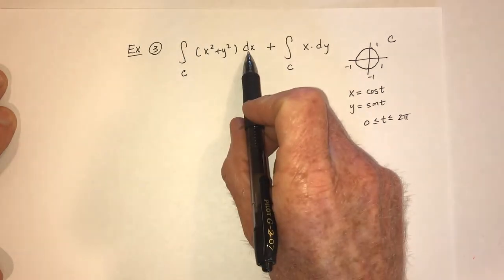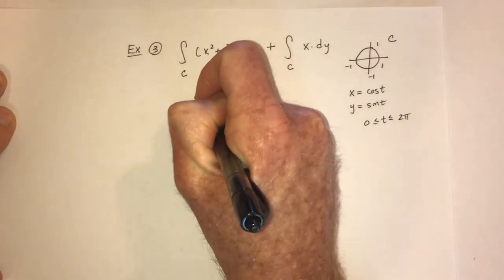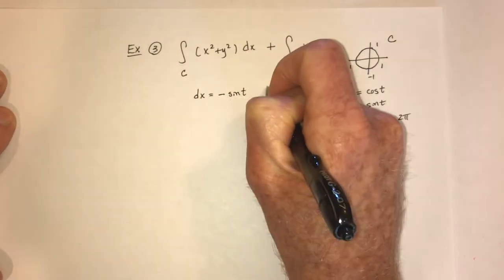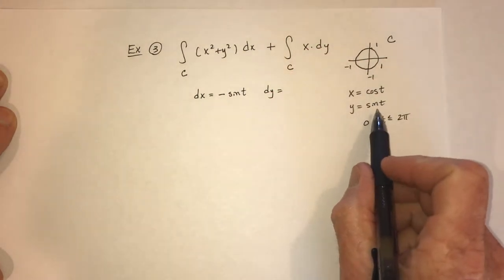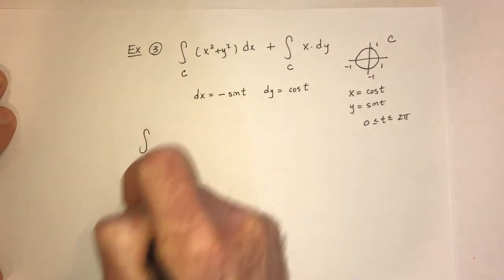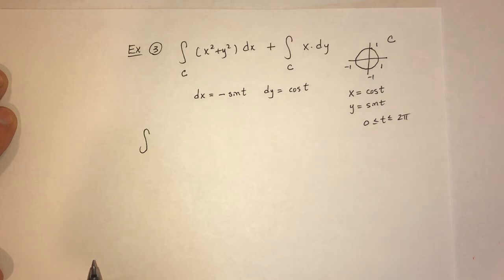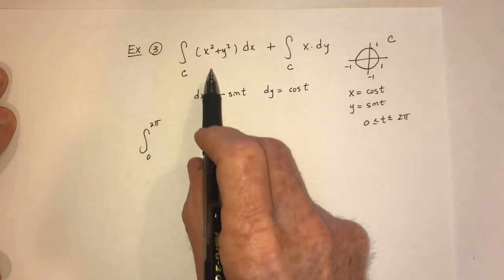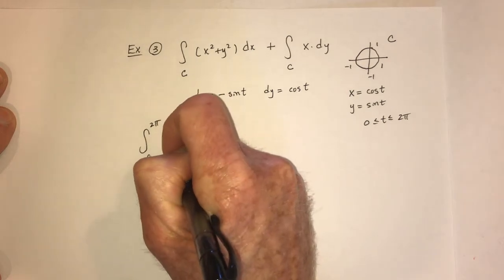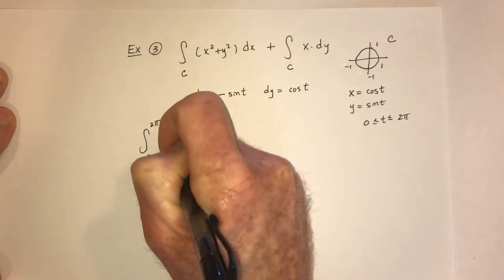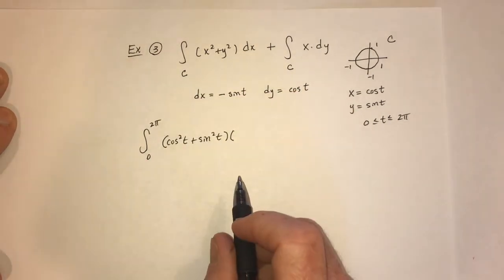Okay, so we're going to need dx and we're going to need dy. So dx is equal to, the derivative of x, negative sine of t. dy is the derivative of sine, which is cosine. And then set this up. So we're going to change this over to a function of t, which means that the limits are going to go from 0 to 2 pi. And then we need x squared plus y squared, so that's going to be cosine squared plus sine squared. And then that gets multiplied with the dx.